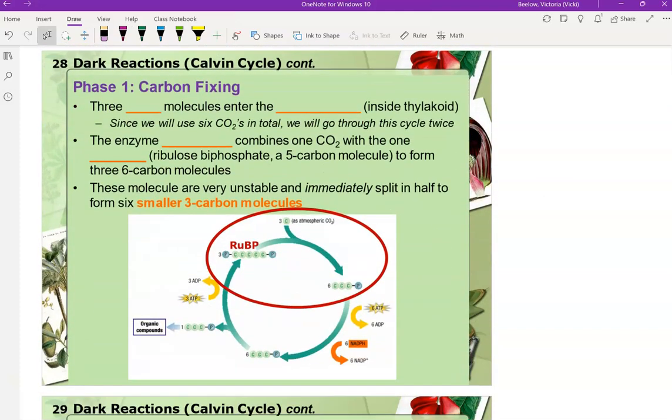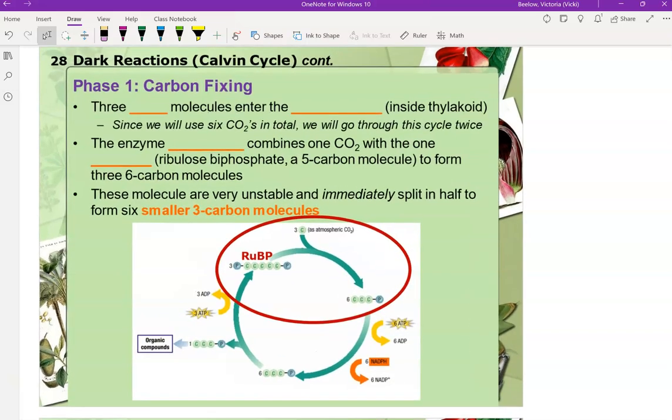So the first one is called carbon fixing. So we're going to use 3 CO2 molecules that enter the stroma. Oh, I'm sorry, I wrote stomata, we haven't gotten to stomata yet. Cross that off, that's a typo. This should say inside the chloroplast, because that's where these reactions are occurring.